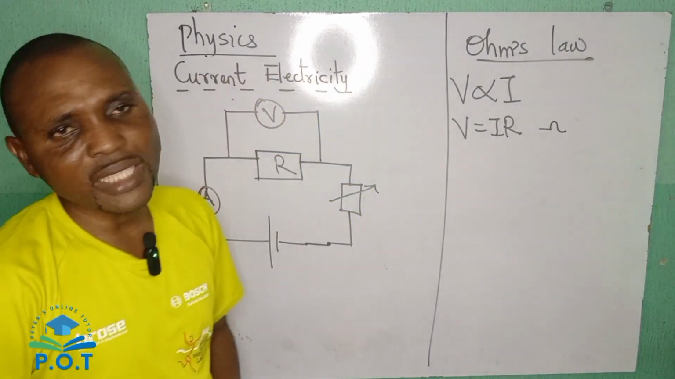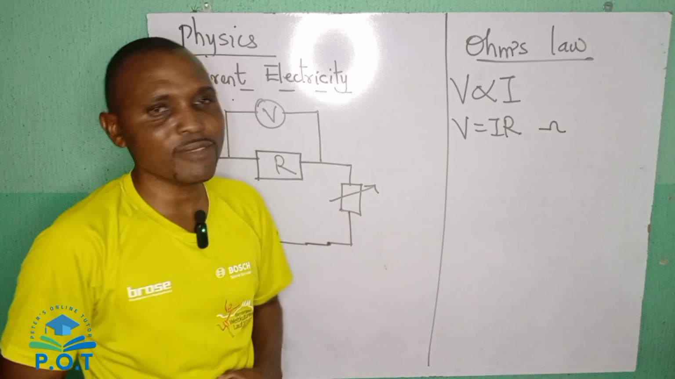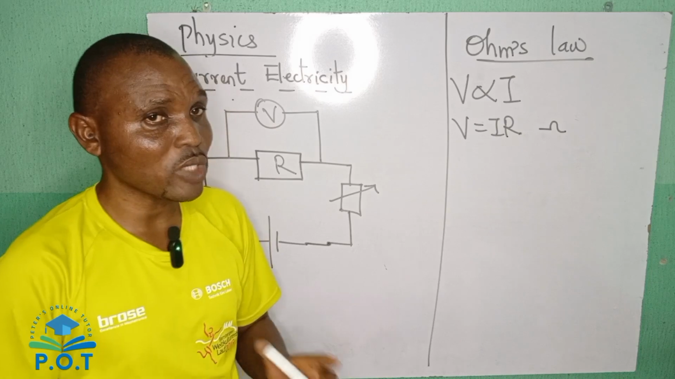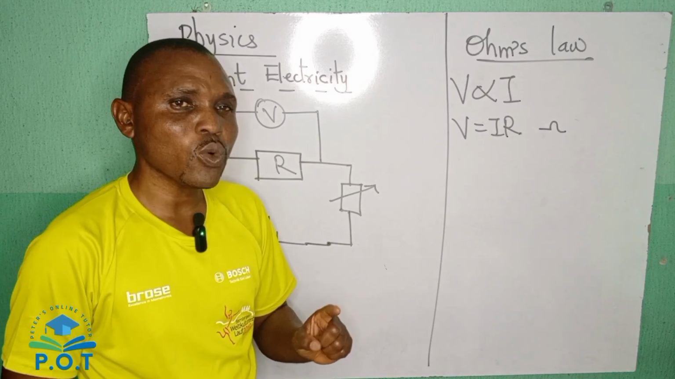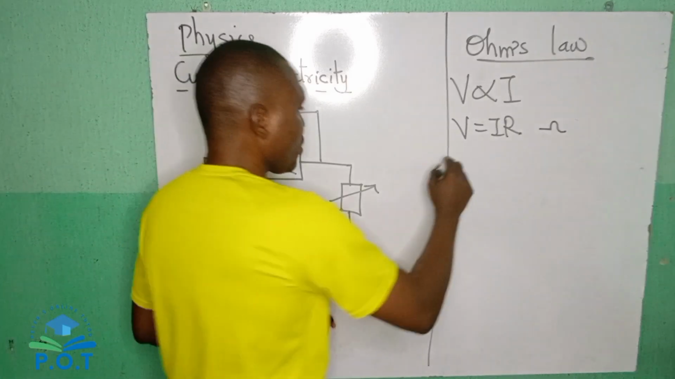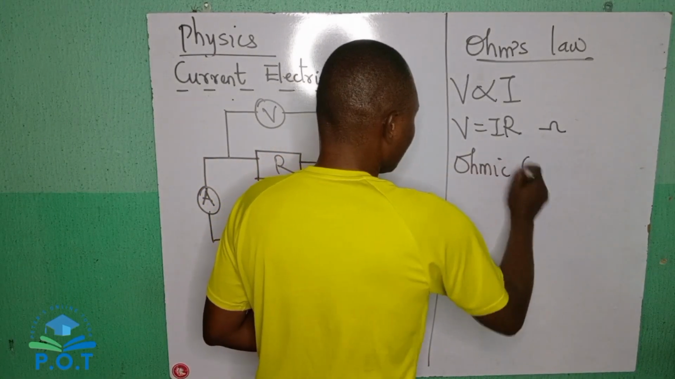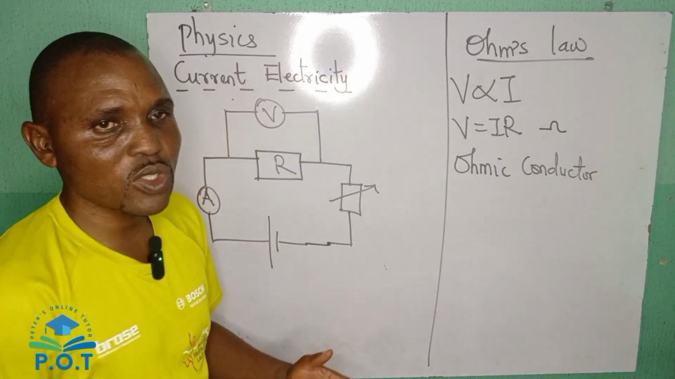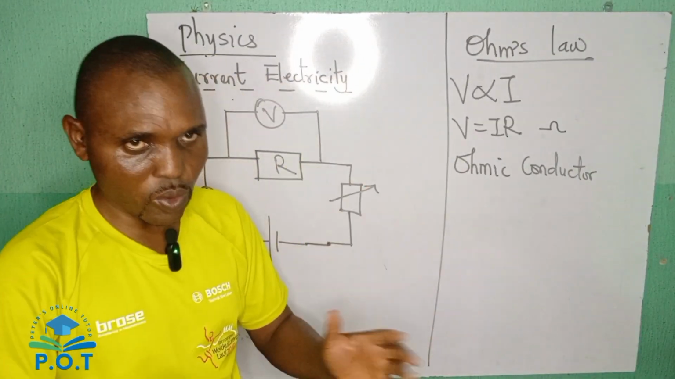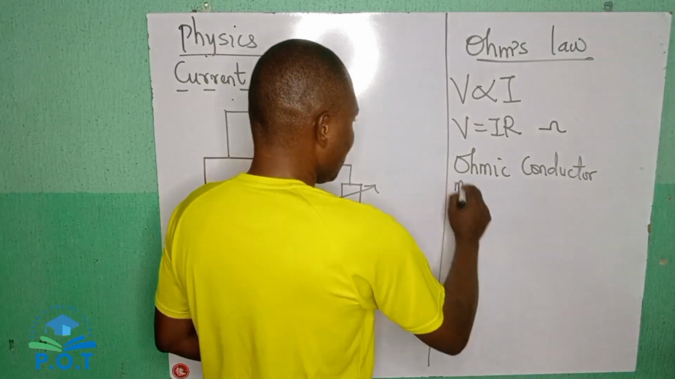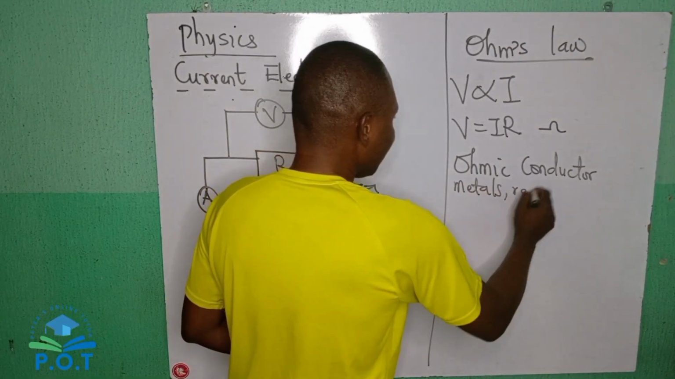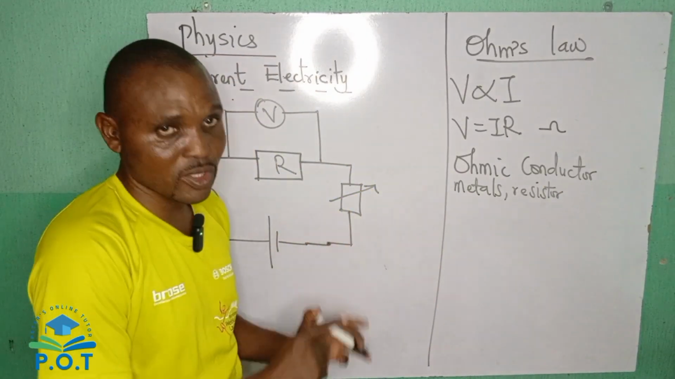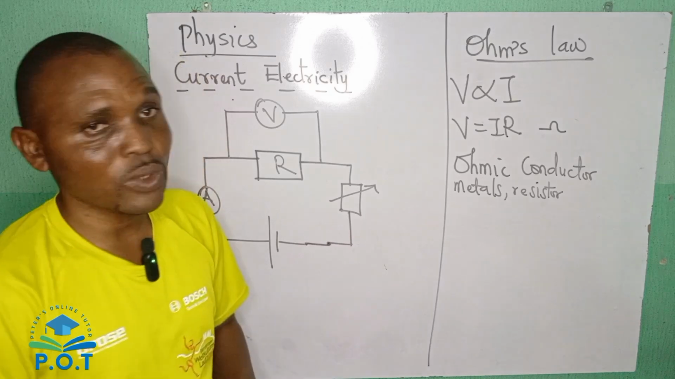Another thing you must understand under Ohm's law is that it is not all conductors that obey Ohm's law. Those conductors that obey Ohm's law are called ohmic conductors. An ohmic conductor is a conductor that obeys Ohm's law. Examples are metals and resistors. Please take note that it is not all resistors that obey Ohm's law.